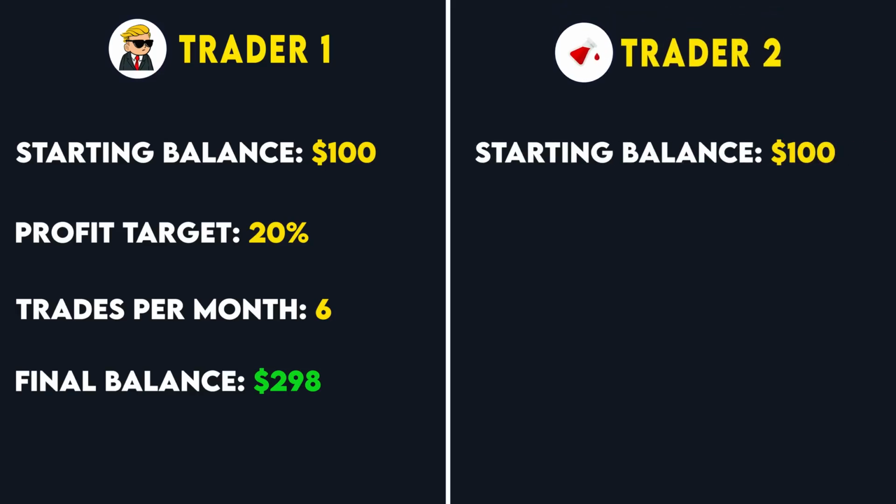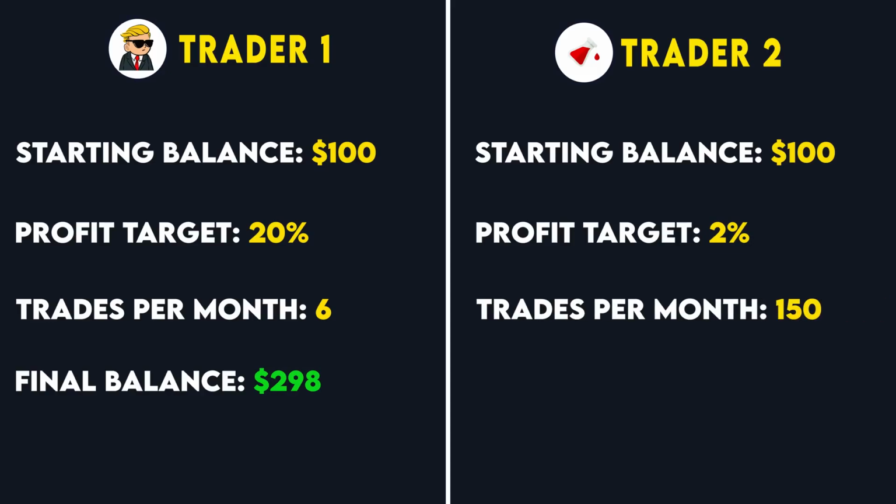Then we have trader 2. We also gave them $100, but we're setting their profit target at 2%. This is not only way less risky, but this trader will be able to complete a lot more trades. So this trader was able to find 150 successful trades per month because the profit target was so much lower and doable. Even though trader 2's profit ratio was 10 times lower, they still made $1,950. The key concept I want you to take away from this is you shouldn't be worried about how high your profit percentage is. You should be worried about consistency and the amount of successful trades you can accomplish.